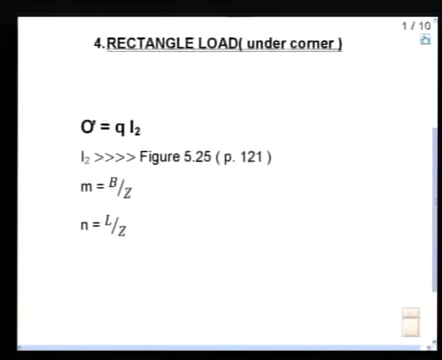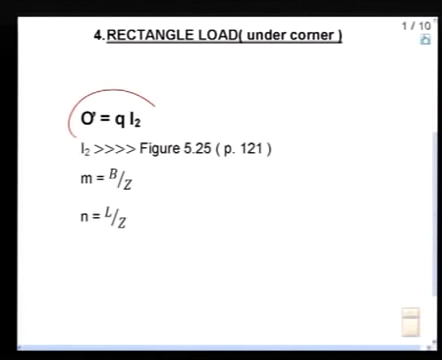Okay. Now, when we have rectangle load, we have to use this formula. Sigma equals Q multiplied by I2. Q is the load I give you, which will be kilonewton per meter square, for example, per unit area. Sigma equals Q multiplied by I2. I2 we find through figure 5.25, page 121.